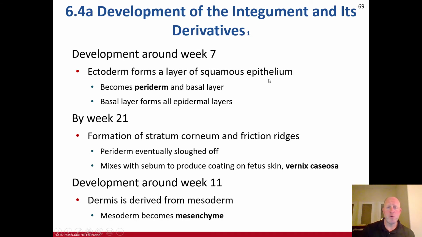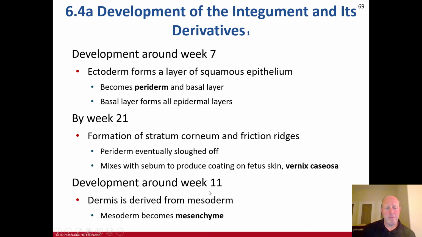Around week 7, for the skin, or the integument in general, the ectoderm forms a layer of squamous epithelium, which becomes periderm and the basal layer of the skin, and the basal layer forms all the epidermal layers, that stratum basale, right? By week 21, there's the formation of the stratum corneum and friction ridges, which is what we often talk about for our fingerprints, but it's also true of skin in general. And the periderm eventually is sloughed off, and it mixes with sebum to produce this coating on the fetus skin known as the vernix caseosa.